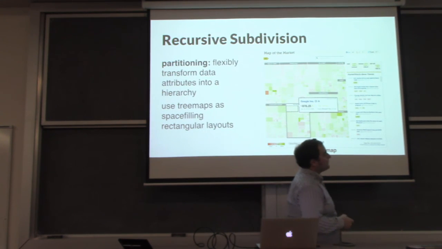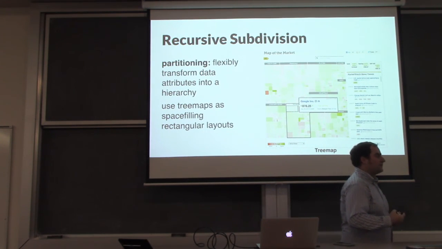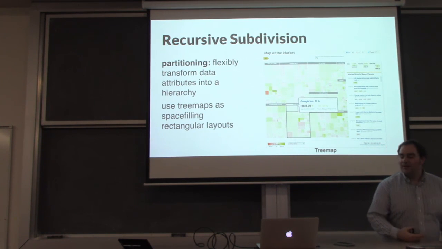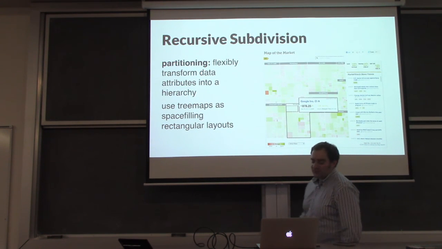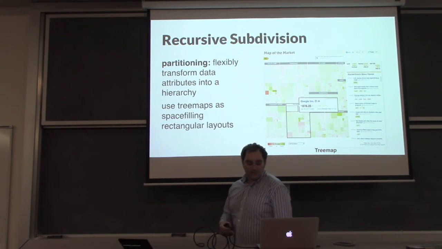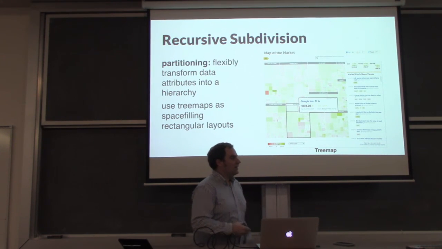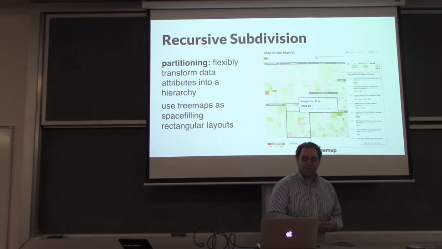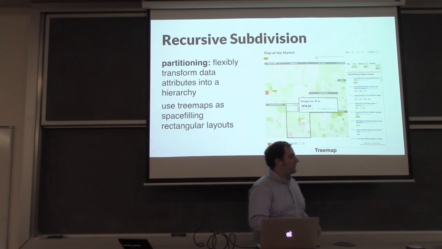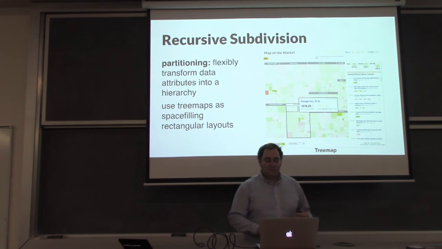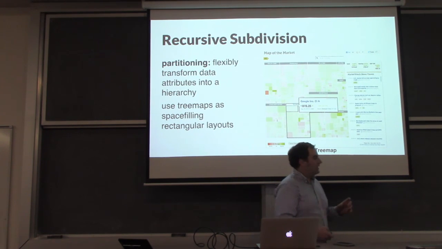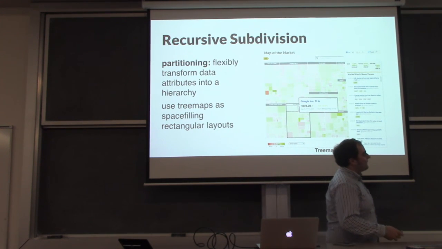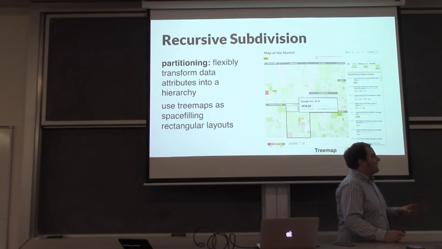For partitioning, there is also a way to use partitioning recursively. There's one great example that I want to show. The idea of recursive subdivision is that you take multiple attributes and split up a data set based on these multiple attributes. There's one tool that does this very flexibly, and I'll show this a little bit later. The fundamental technique for this is a tree map.